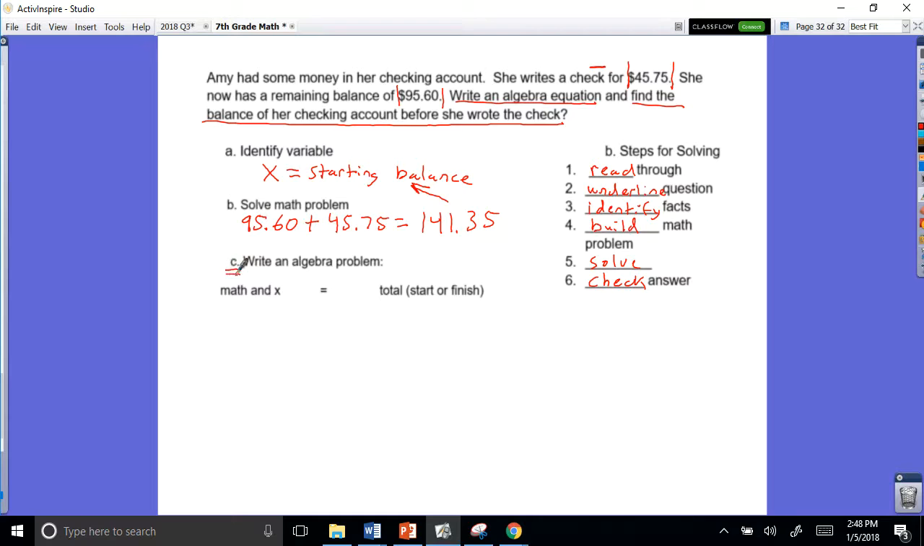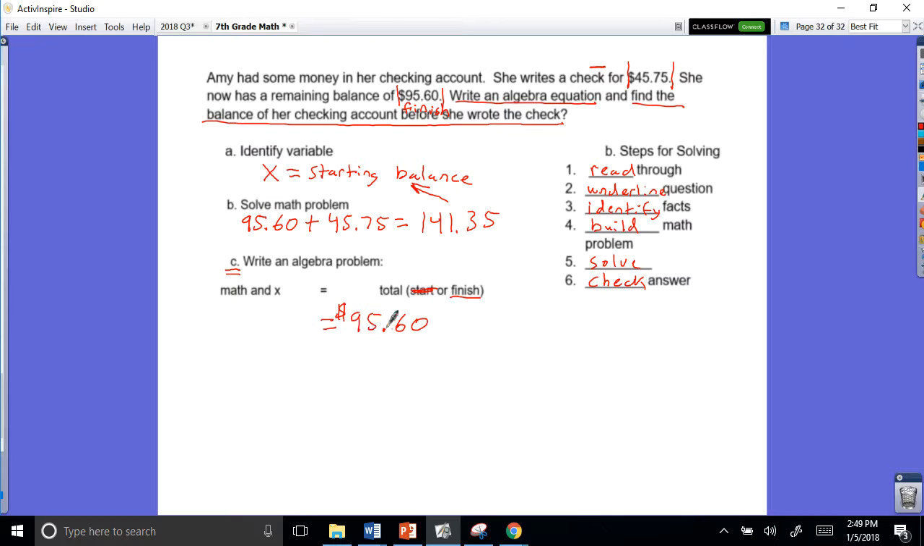Okay, so for part C, we're going to write our algebra problem. Start with the equal sign. We need our number over here, our total. In this story problem, we weren't given the start, but we were given the finish, okay? Because this is how much she has now. So that is our finish amount. So that's the number that's going to go here for our total, $95.60, okay?